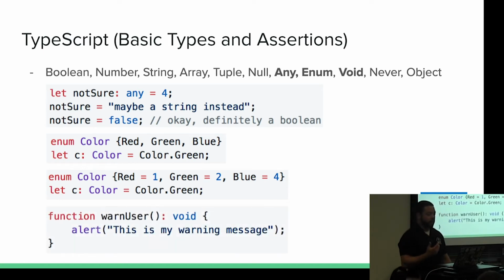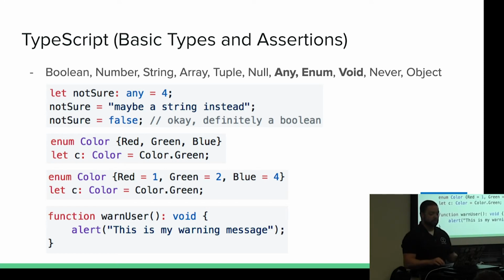Now, void. So now we're getting into typing the return of a function. In this case, we're defining the function warnUser, and that colon void says this function does not return anything. It's not that it returns null, it's not that it returns undefined, it's that there is no return line in here. But it does get to the bottom of execution. So all this thing does is alert, and we make sure that it doesn't return anything by typing it as void.